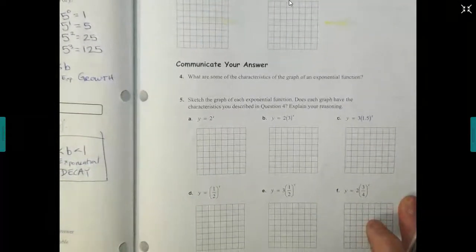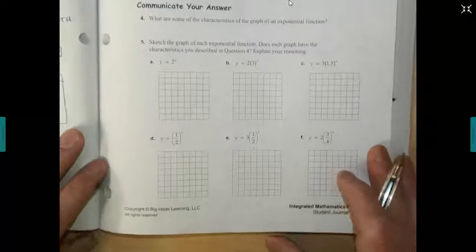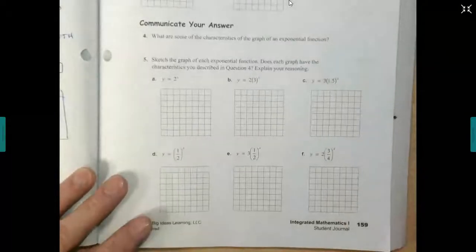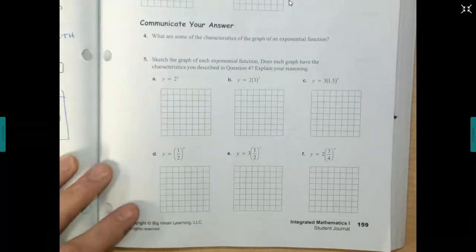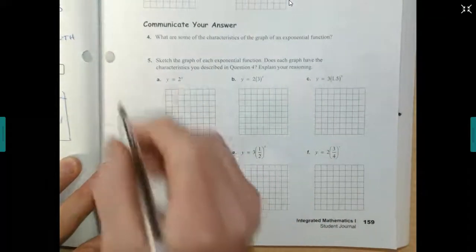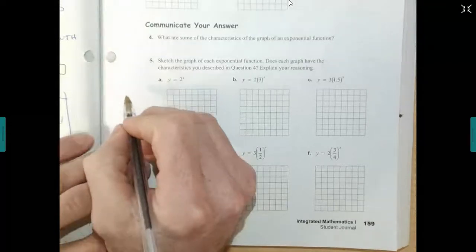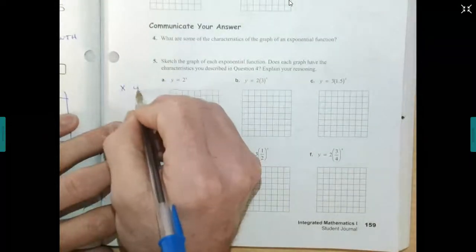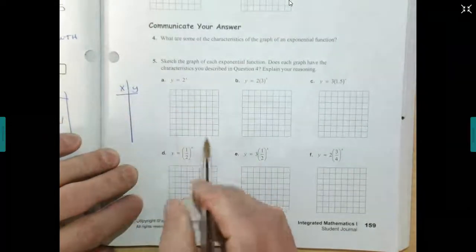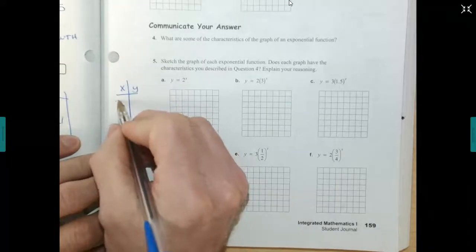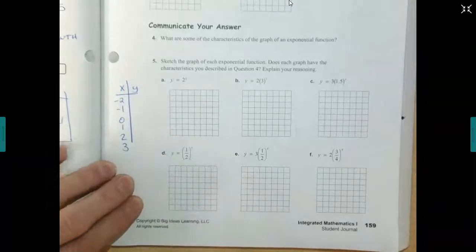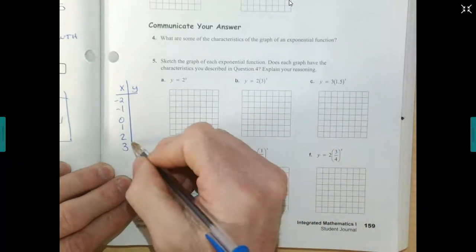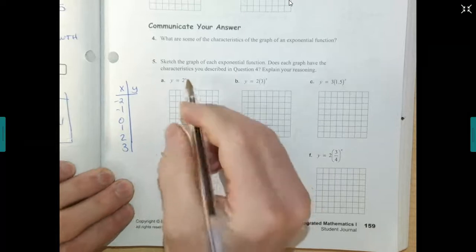All right. So let's check out some of these. Let's do some of these, and we're going to sketch some graphs. I'm going to ask you to make a table for part of your homework. So here, let's make a table. X, Y. Let's do X is -2, -1, 0, 1, 2, 3. I like those 6 numbers because that gives us a good idea of what's happening.